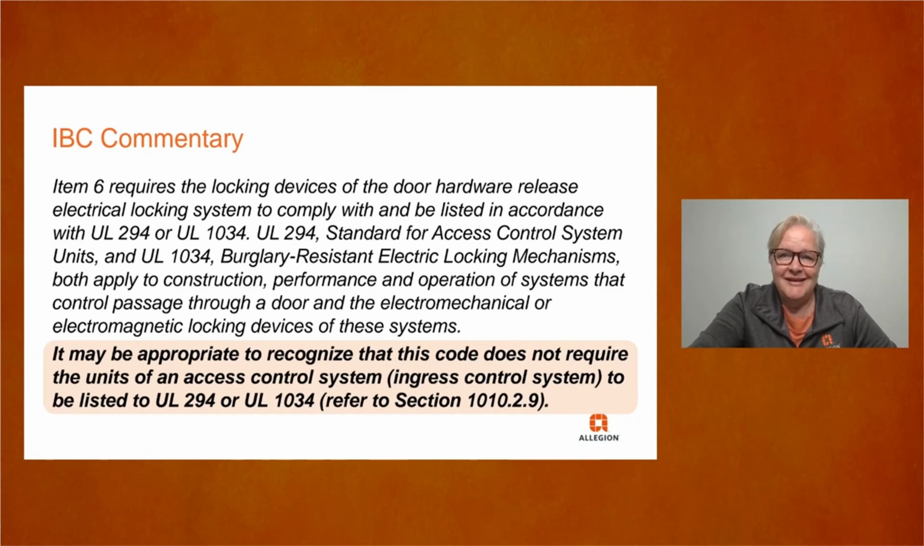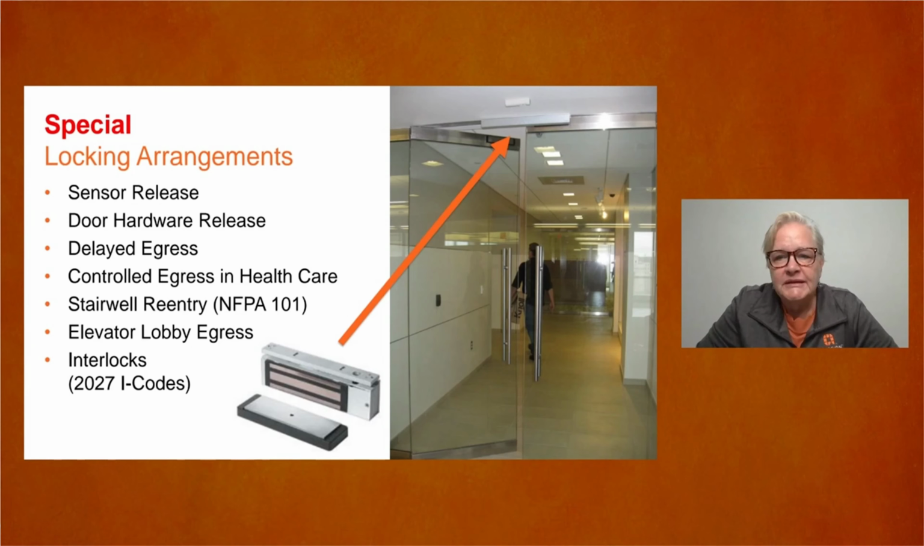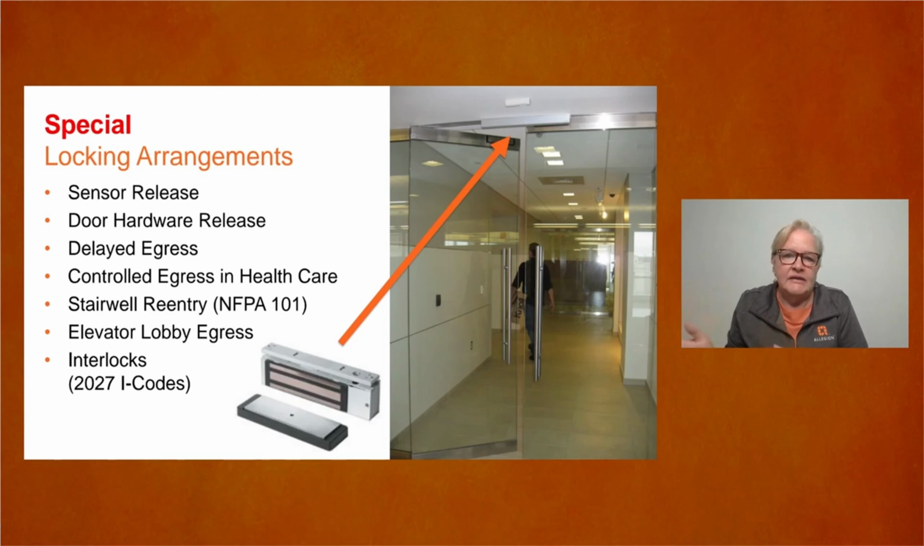So not everybody has run into that term before, but it works well in conjunction with we have special locking arrangements and we have our normal locking arrangements. So typically the listing requirements apply to special locking arrangements, and those are all listed here. And for many editions of the codes, these systems have had specific code sections that address them. So if you want to look at delayed egress, you can go and find the section on that. Or if you want to look at stairwell reentry, you can go find the section on that. But this list does not include all types of electrified hardware systems, including the most common type of access control system that I mentioned on the previous slide.